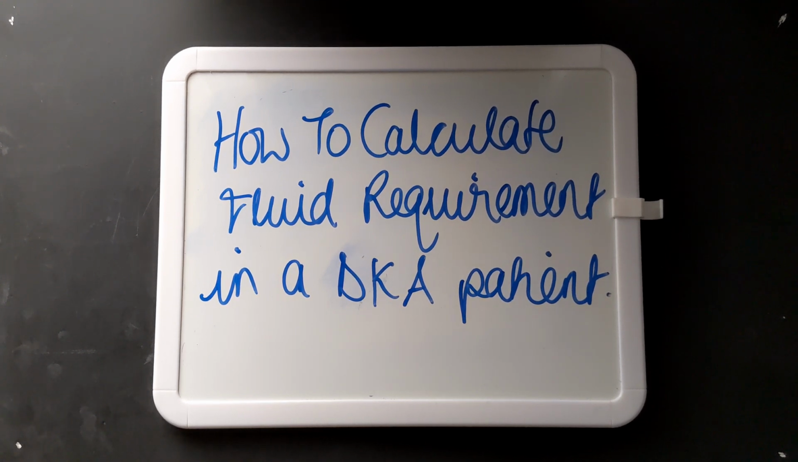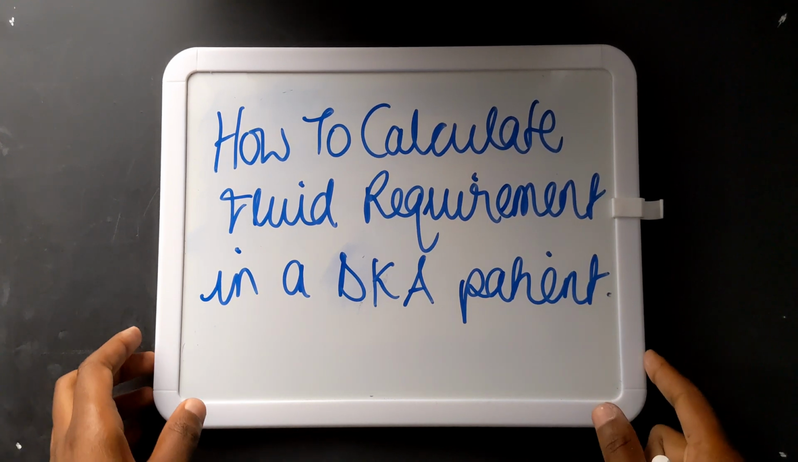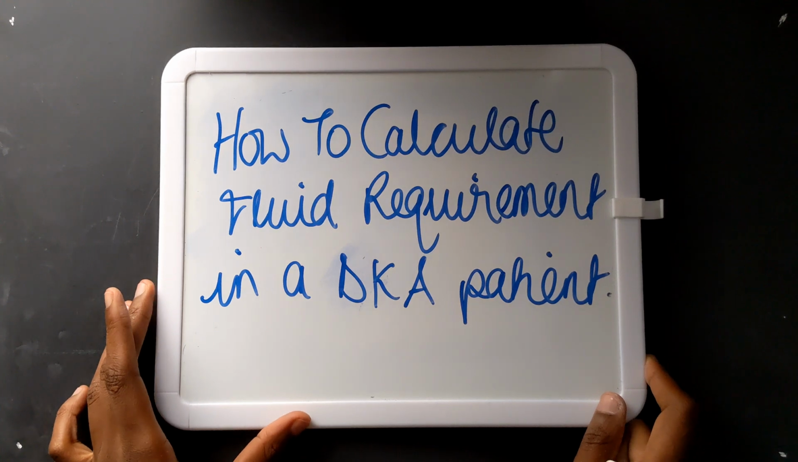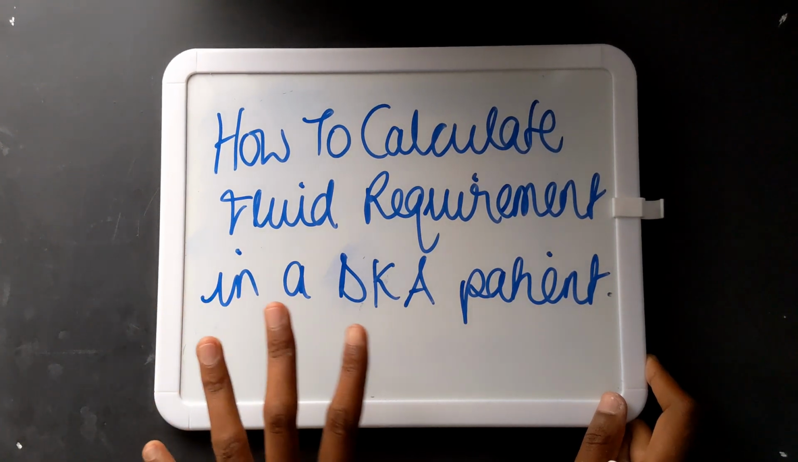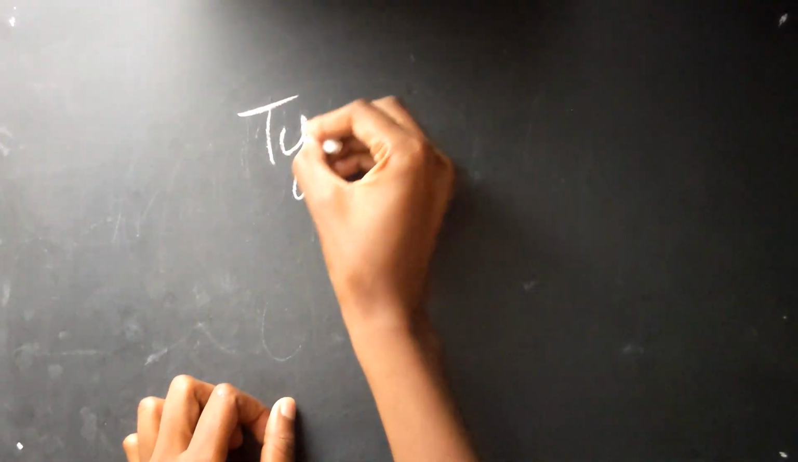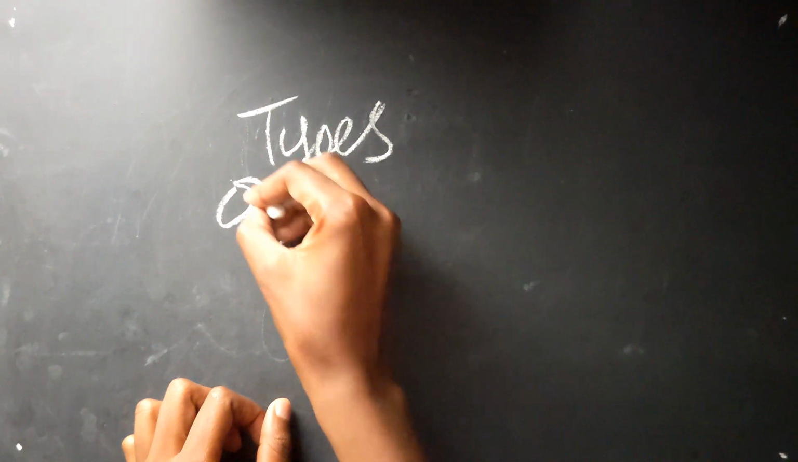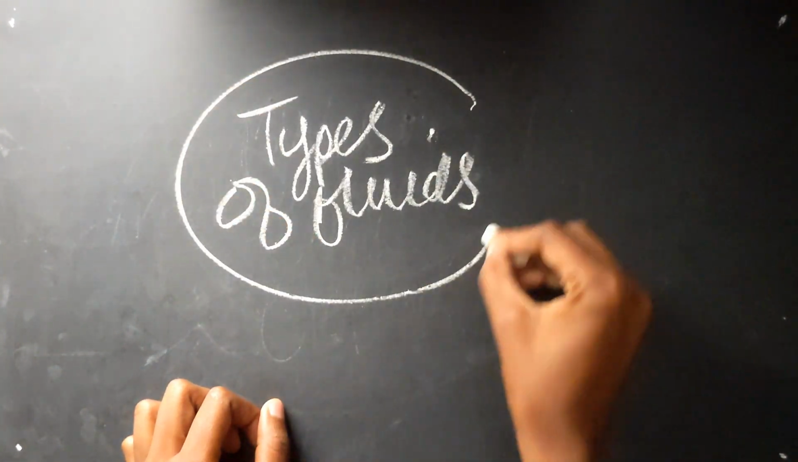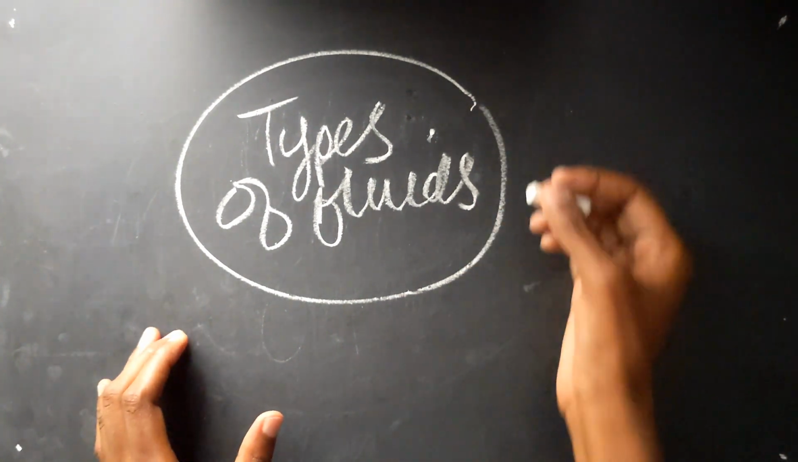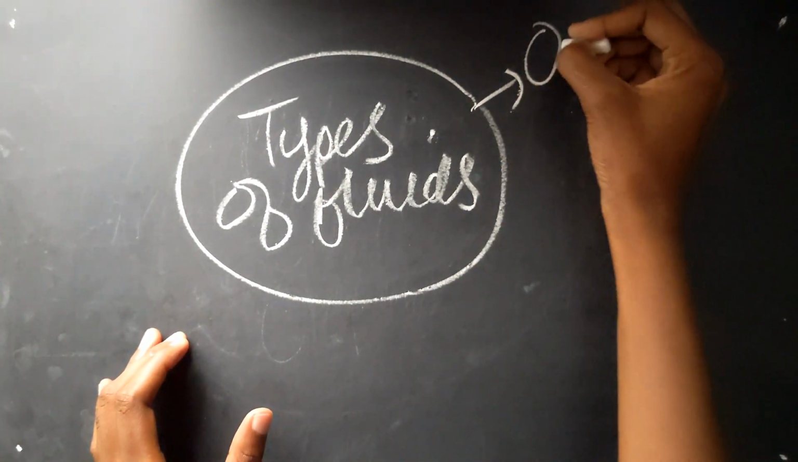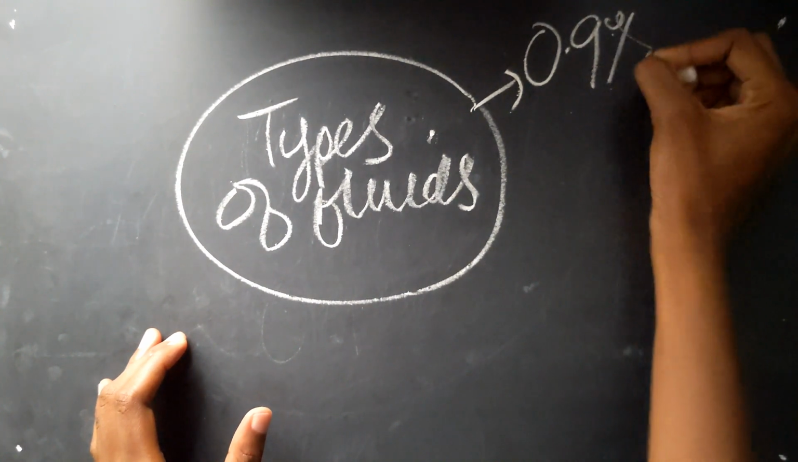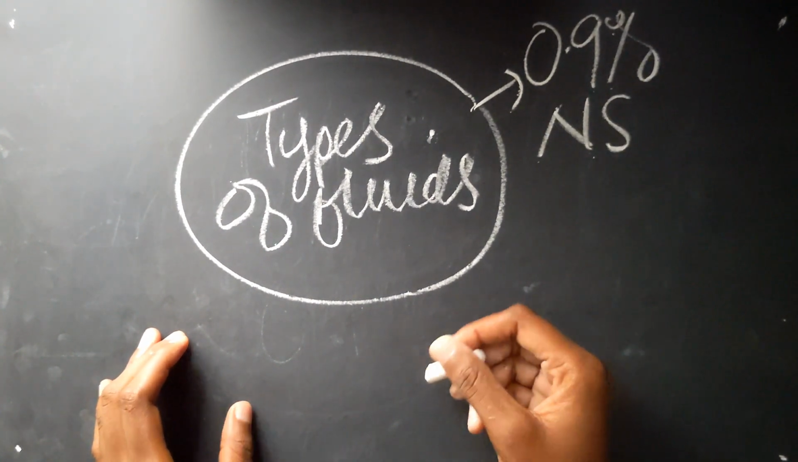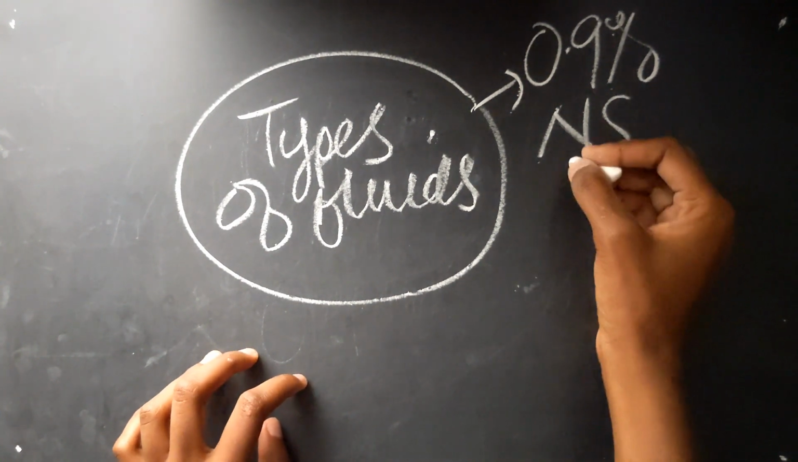But before we can even do that, we're going to look at the types of fluids that we give in a DKA patient. Okay, apart from the insulin, of course, we're talking about actual fluids that we give in a DKA patient. So, the types of fluids. In a DKA patient, we actually give 0.9% normal saline. Okay, this is what we give.